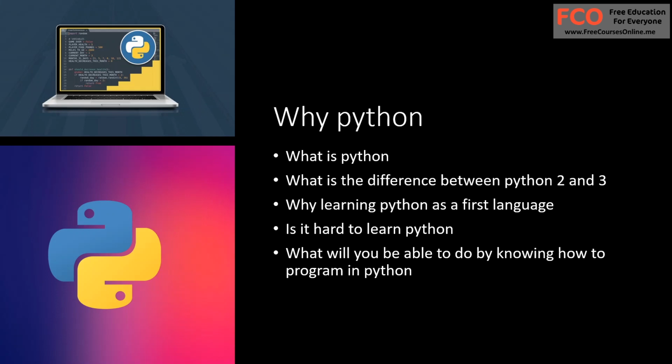So what will you be able to do by knowing how to program in Python? There are many things that you can do when you know how to program with Python. You can, for example, create your own apps. It can be web apps, it can be mobile apps. You can work in data analysis, so you can use Python for data analysis. You can use Python for cybersecurity and ethical hacking. You can use Python for mostly anything. If you want to automate something, for example, you can use Python to automate it. If you want to create more advanced management apps, you can do it with Python.